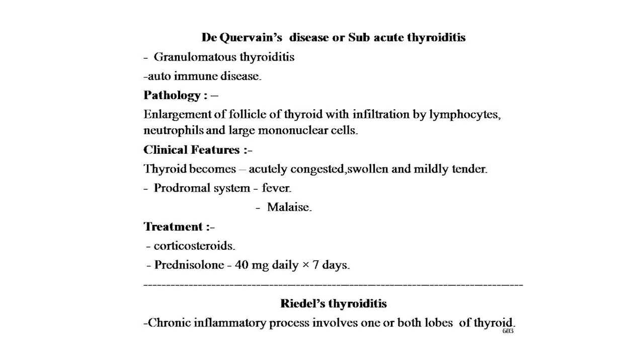Now de Quervain's disease, that is subacute thyroiditis. This is a granulomatous thyroiditis, an autoimmune disease. Pathology: enlargement of the follicles of the thyroid with infiltration of lymphocytes, neutrophils and large mononuclear cells. Clinical features: the thyroid becomes acutely congested, swollen and mildly tender, with prodromal symptoms, fever and malaise. Treatment is corticosteroids, prednisolone 40 mg daily for 7 days. Thyroiditis is a chronic inflammatory process involving one or both lobes of the thyroid.